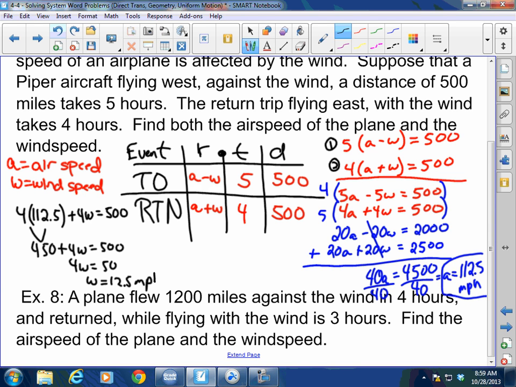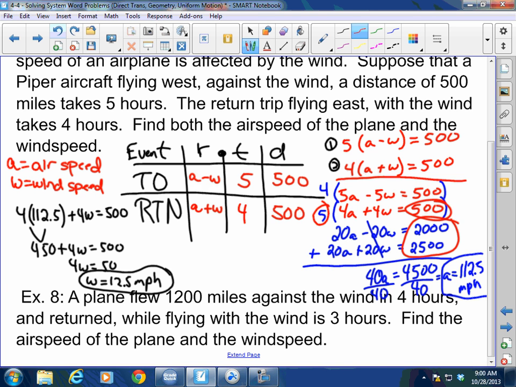Yes? Why is it 4,500? 4A does not equal 4,500. Why is that? Because what's 2,000 plus 2,500, my brother? How do you get the 2,500? Because I multiplied 5 to 500. Remember, I have to multiply that to everything on both sides. Thank you, my brother.